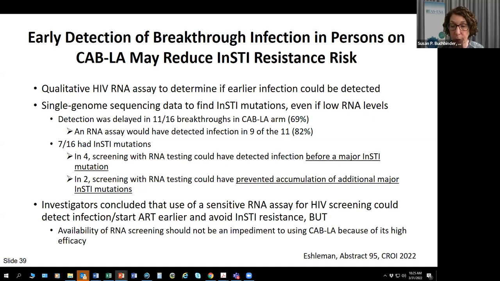But when they were queried about what happens for sites that can't do RNA screening, they felt strongly that RNA screening should not be an impediment to using CAB-LA because of CAB-LA's high efficacy.